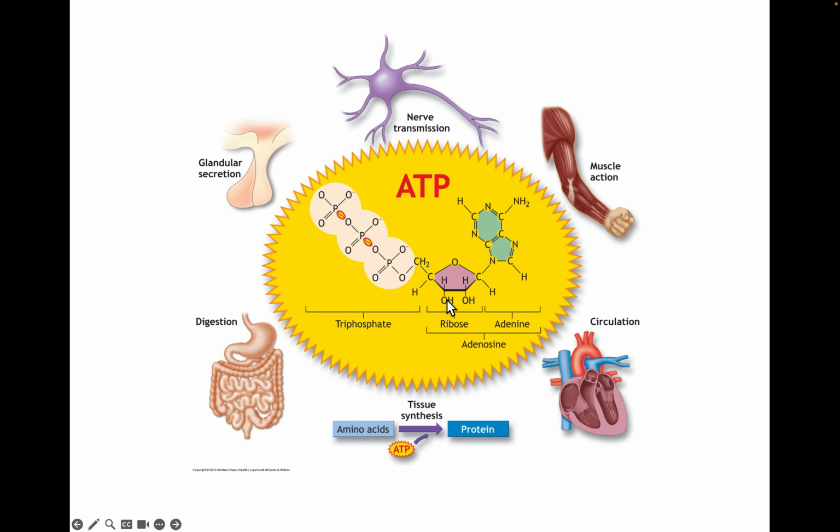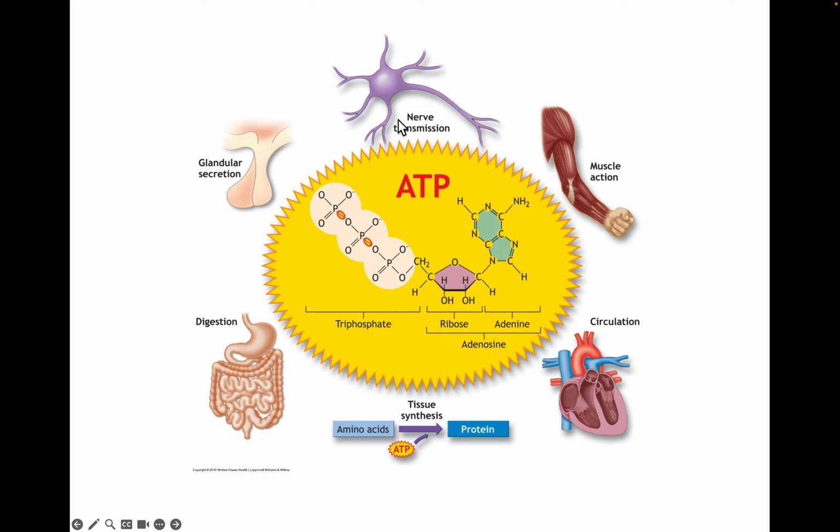So here's an example of what an adenosine triphosphate molecule looks like. And I don't need you to memorize this. But what I do need you to understand is that ATP, or adenosine triphosphate, is used in various different ways throughout our body.